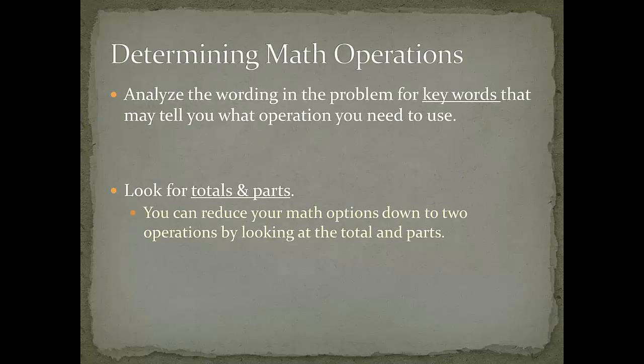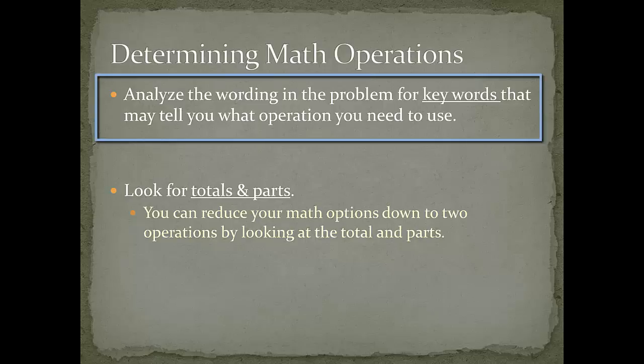So when you're trying to determine what math operation or operations you're going to use to solve a word problem, there's a couple different things you can do. First, you can analyze the wording in the problem and look for key words that may tell you what operation you need to use. So those keywords often will give away the math operation, and we'll go over a few of those in just a minute.